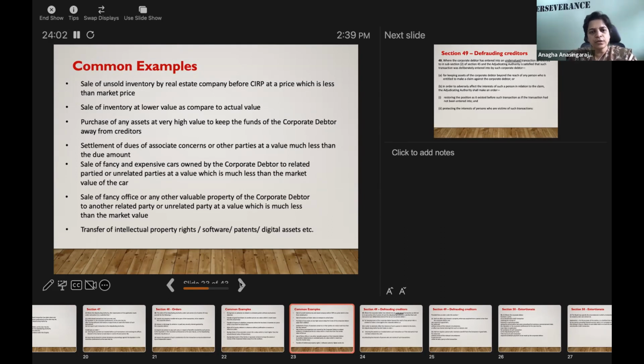Then selling of fancy offices or any other valuable property of the CD to any related or unrelated party at a value which is much less than the market value. Transferring of intellectual property rights, software, patents, or digital assets to somebody who may be related or unrelated, but again at a price which is much less than the market value of these assets. These are some of the examples we can use, and when we have a case in front of us, we can see whether any of these transactions have actually taken place in that entity. Then we will be able to identify them as preferential, as undervalued. But mind you, for undervalued, we need to restrict the time limit to 2 years in case of related party and 1 year in case of unrelated parties.